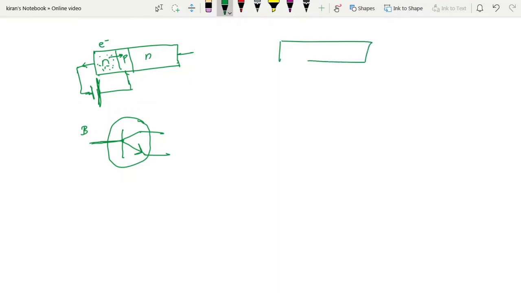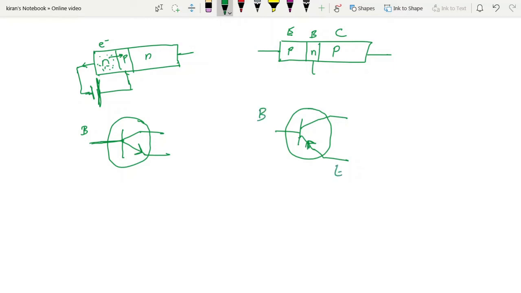Similarly, if I have a PNP transistor, this is p-type material, this is n-type material, and again p-type material, and there will be three terminals. Which one is emitter over here? This is emitter, base has smaller width, and collector has the largest width. Okay, the symbol for this will be something like this. This is base, this is emitter, and this is collector. Why is the arrow at the emitter shown going toward the base?